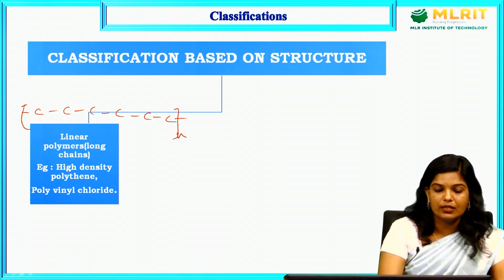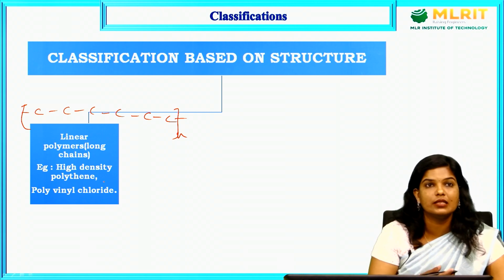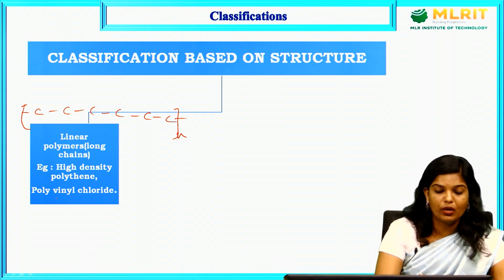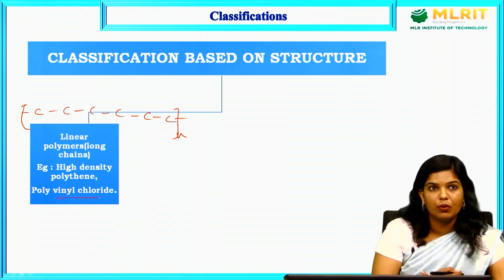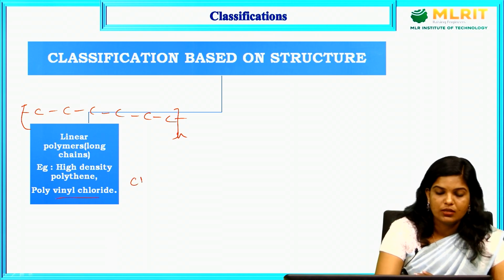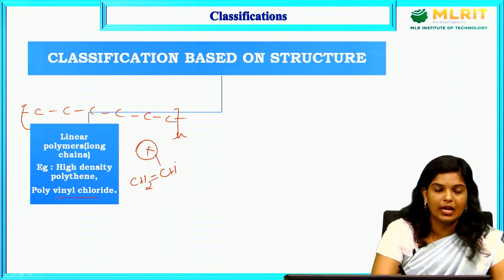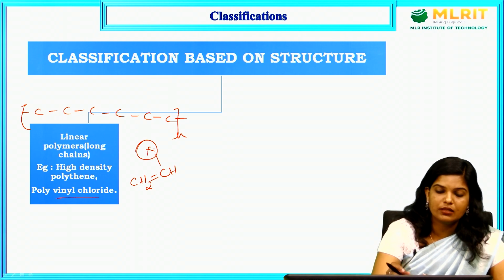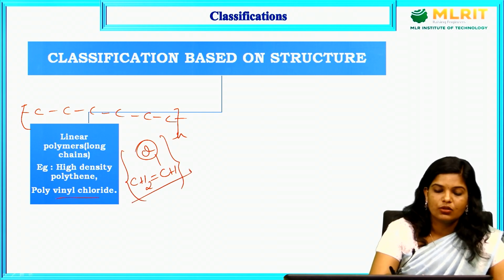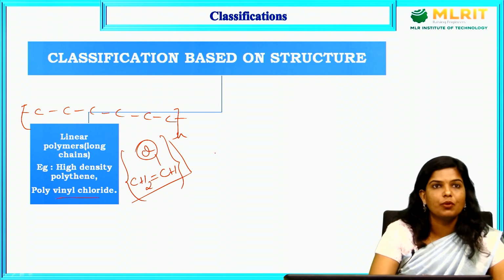Examples are high density polyethylene, where the density is very high, or polyvinyl chloride, PVC. What is a vinyl group now? CH2 double bond CH with an X. Anything, any halogen, is known as a vinyl group. So if X is Cl, then it is vinyl chloride. This is known as vinyl chloride. When it is polymerized, we get polyvinyl chloride.